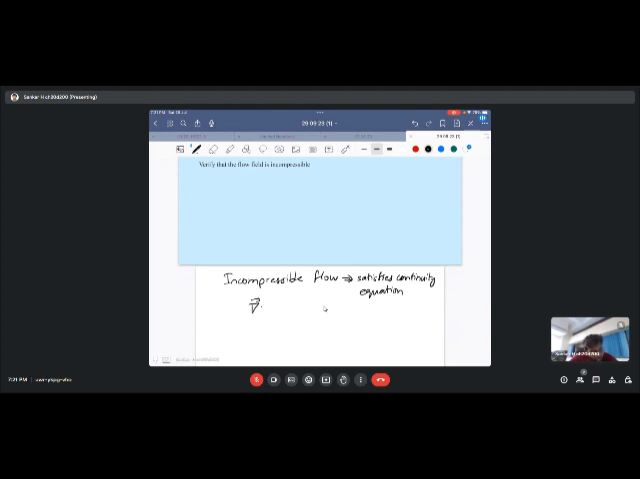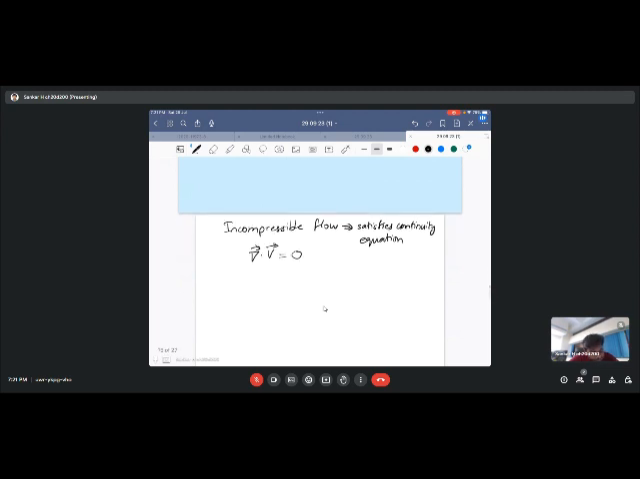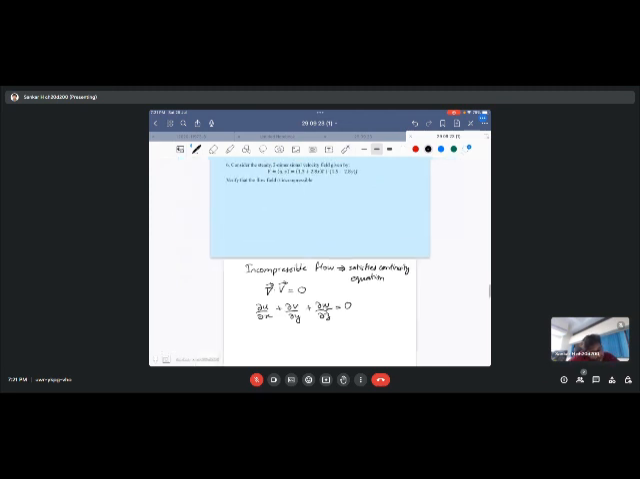It will have del dot vector V should be equal to 0. And in the expanded form, we'll get dou u by dou x plus dou v by dou y plus dou w by dou z should be equal to 0. So we just need to prove that this is correct.